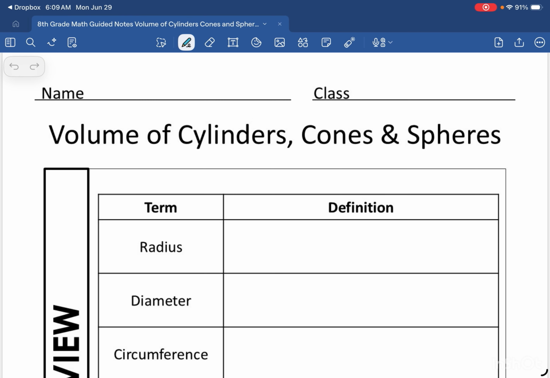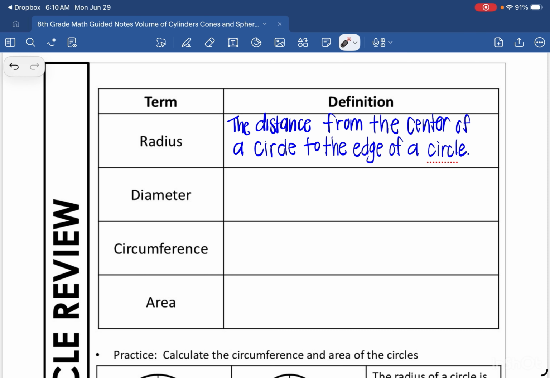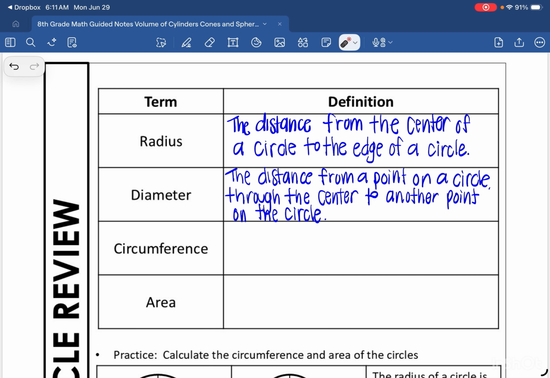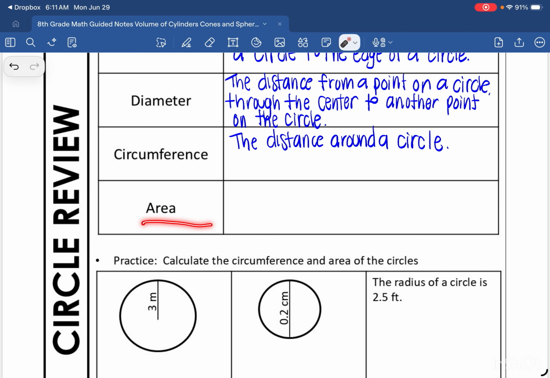Radius is the distance from the center of a circle to the edge of the circle. Diameter is the distance from a point on a circle through the center to another point on the circle. Circumference is the distance around a circle. Area is the number of square units inside a space.